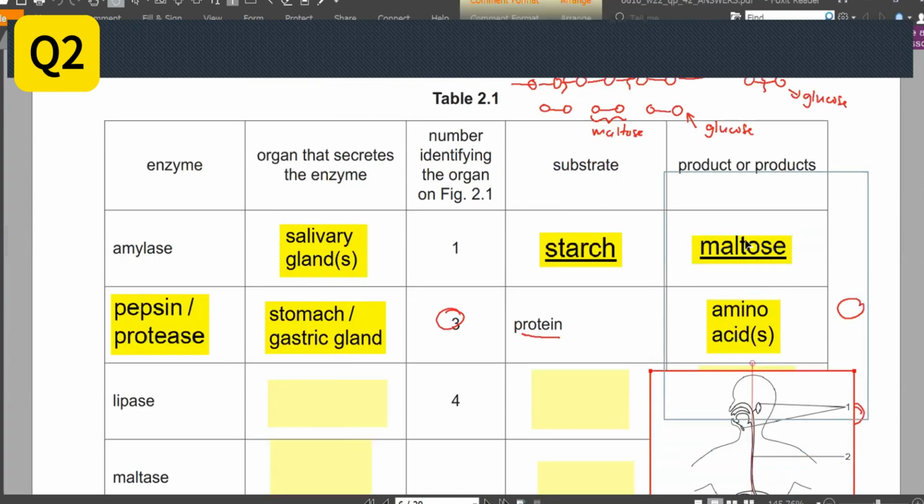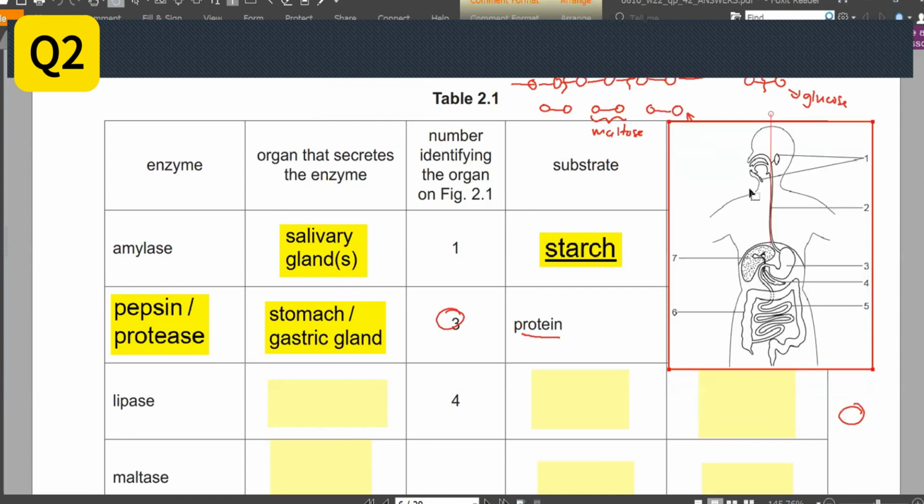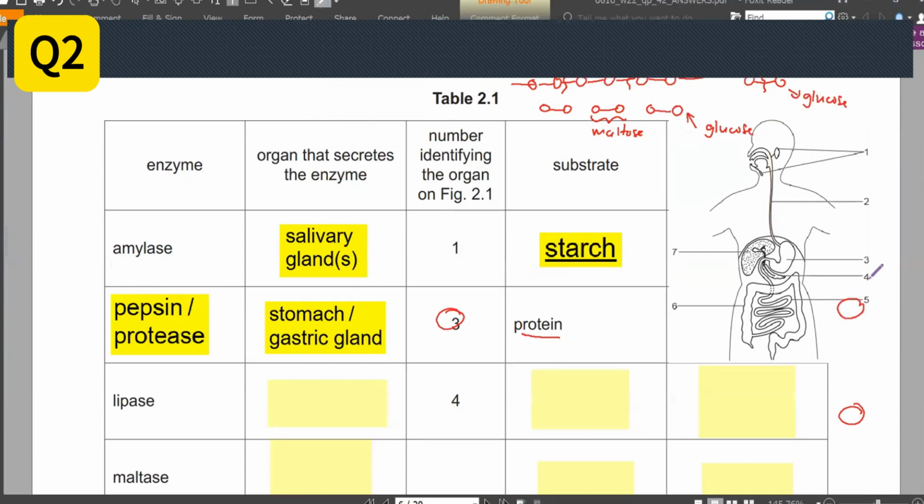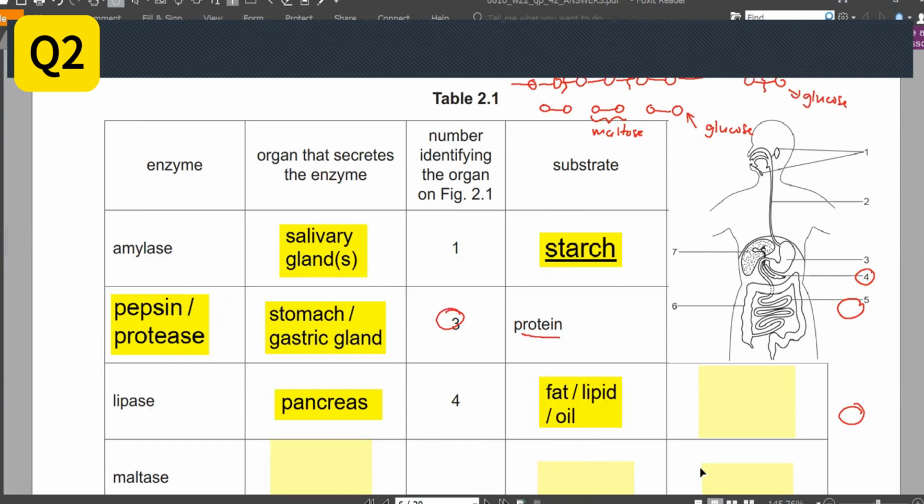Next, we are looking at number 4. Number 4 is pointing at the pancreas. So lipase is produced, the organ will be the pancreas. And then the substrate. What are we breaking down with the lipase? We are breaking down the fats or lipids or oils. And the products, once broken down, we will end up with fatty acids and glycerol.